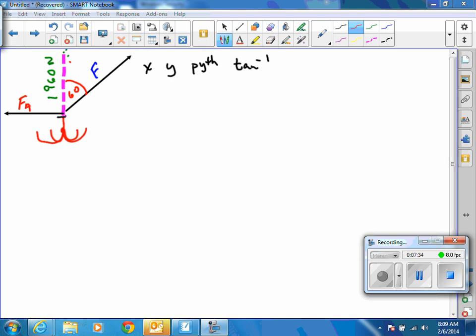Let's find out how much A has to be pulling in the X direction. Well, isn't the chandelier sitting still? If it's sitting still, what do all the forces have to add up to? 0. So the sum of all the forces has to add up to 0. And what are all the forces pulling in the X direction? Well, there's cord A, and there's also part of cord B.